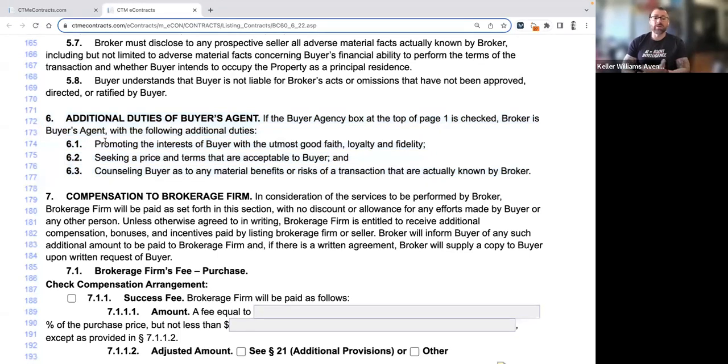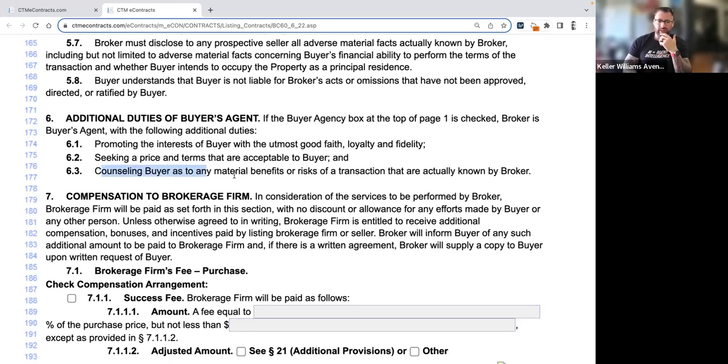And this is it. Firstly, if I'm working with you as an agent, I have to promote your interests with the utmost good faith, loyalty, and fidelity. Like that's part of the deal. I have to go out and seek a price and terms that are acceptable to you, right? It doesn't mean that we're going to necessarily land on your dollar amount, but I at least have to put a good foot forward. And this one right here.